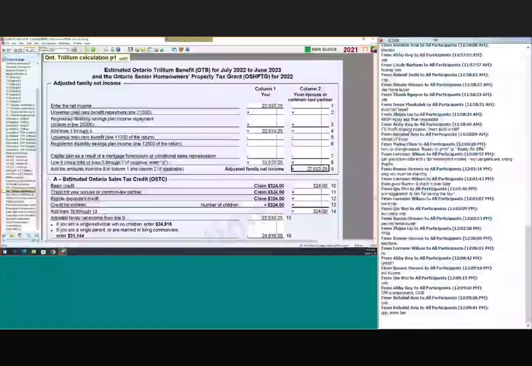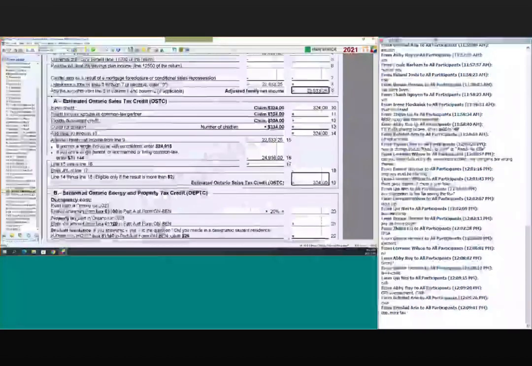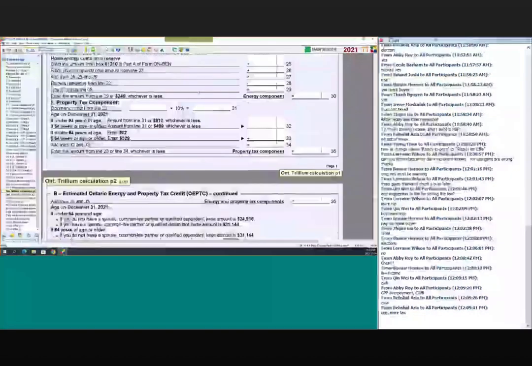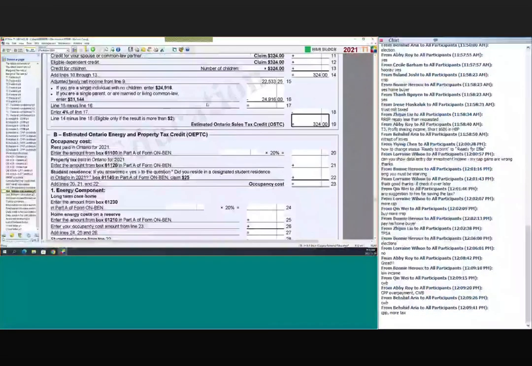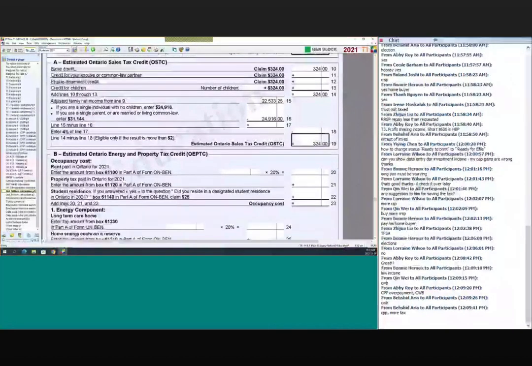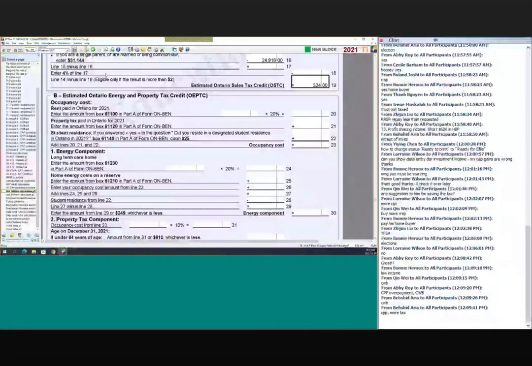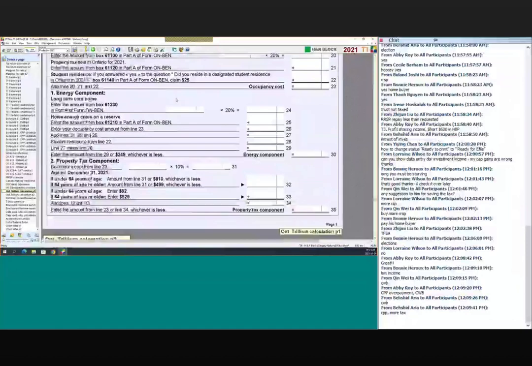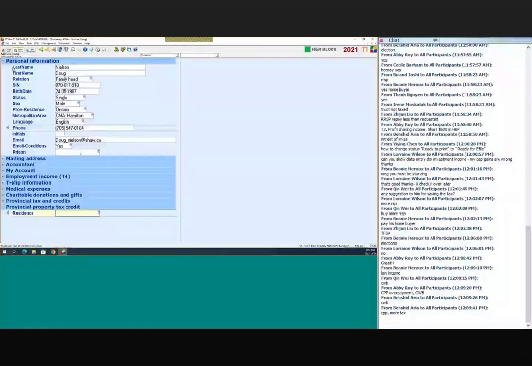Then we're going to go to the Trillium benefit. Again, an estimated amount for his Trillium benefit. Because of his income, he is entitled to this amount here, the estimated Ontario sales tax credit. So he's going to get $324, but we also have the part of the estimated Ontario energy and property tax credit. That's what I'm going to show you how to do the data entry for.